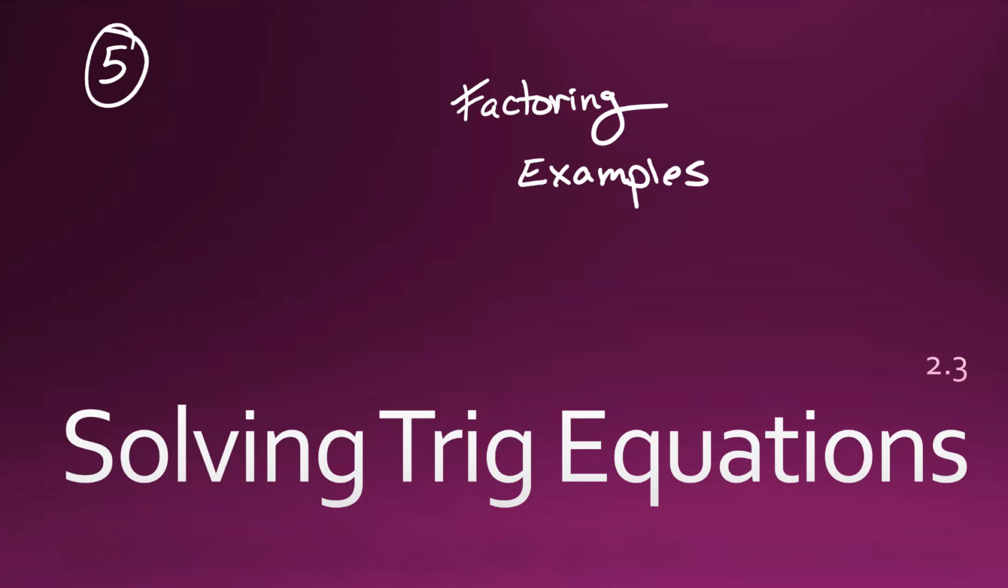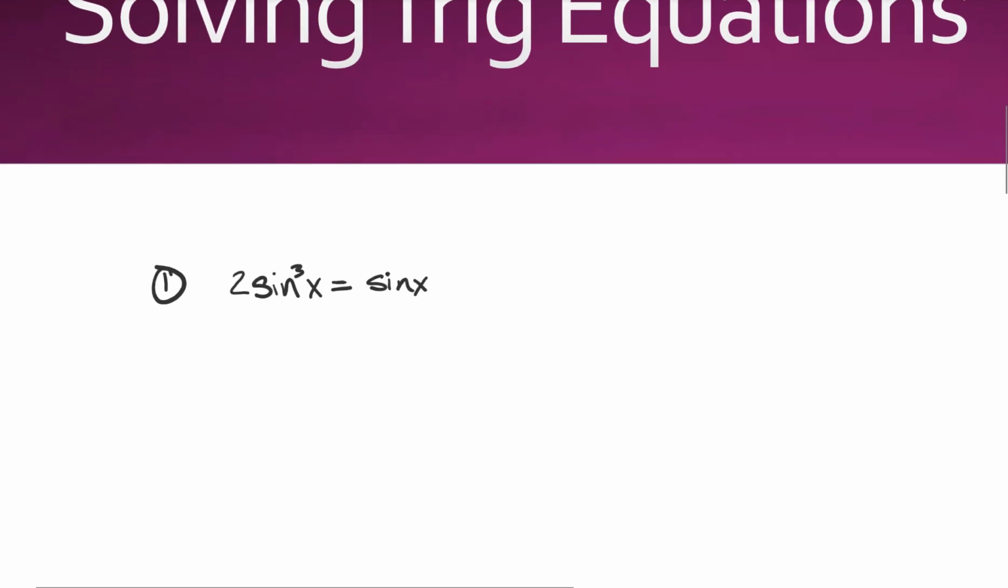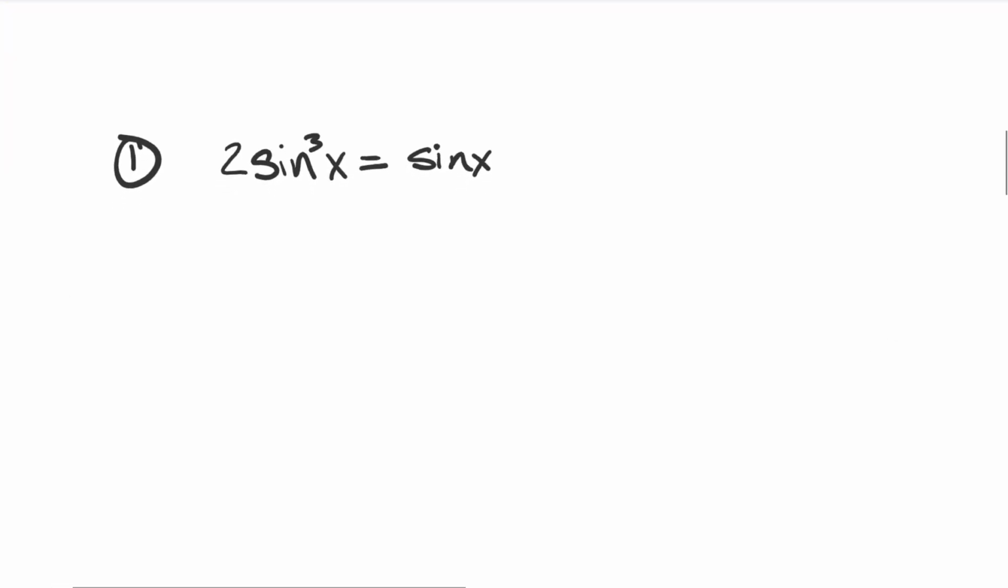All right, let's do some examples after that long-winded tirade I went on. Let's utilize it. So we've got 2 sine cubed of x is equal to sine of x. We're not going to fall for that. We're going to subtract that sine of x over to the other side, right? We're not falling for that. We're going to set it equal to 0. We're going to solve.